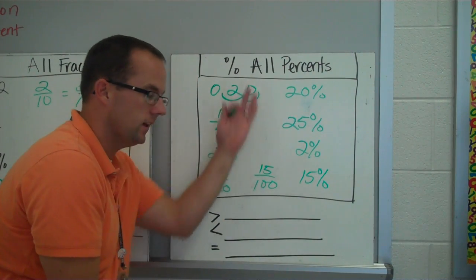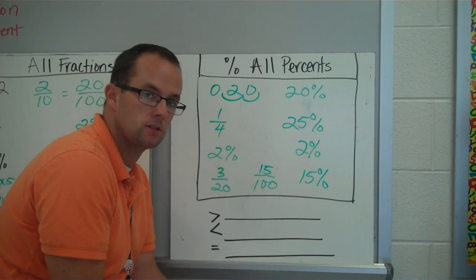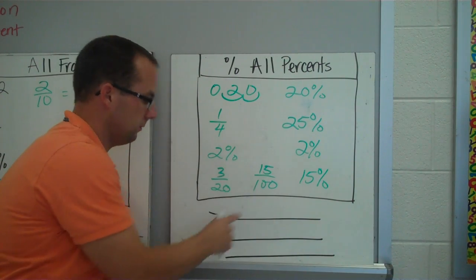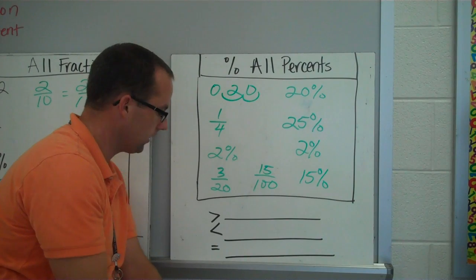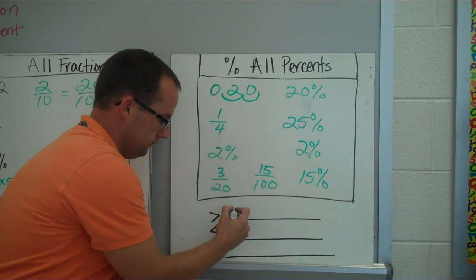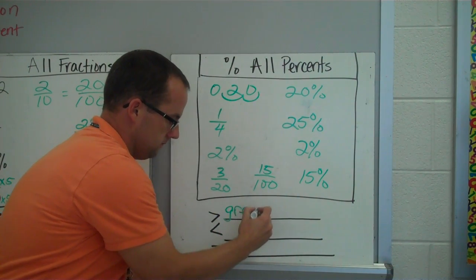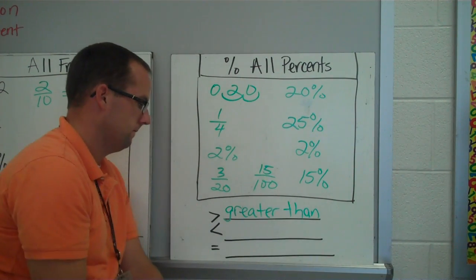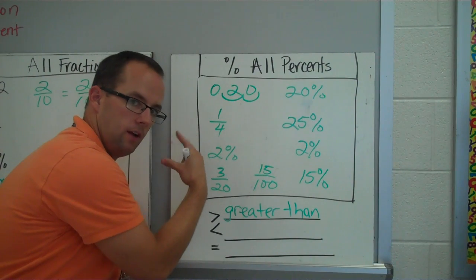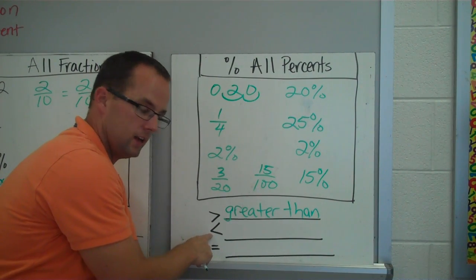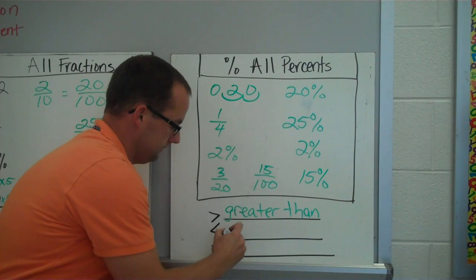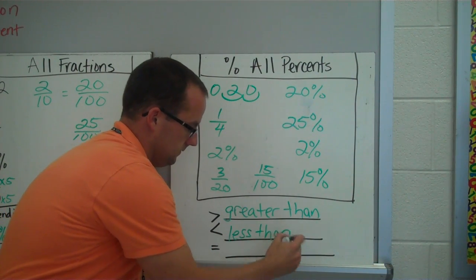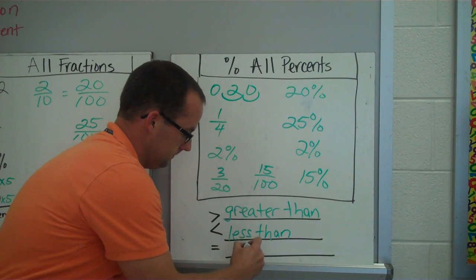Okay? And then you can go ahead and list them in order from least to greatest, or just compare them however you want. If you are asked to compare them, there are 3 symbols you will use. They are either greater than, where the alligator is going to eat the number on the left, or less than, where the alligator eats the number on the right, or equal to.